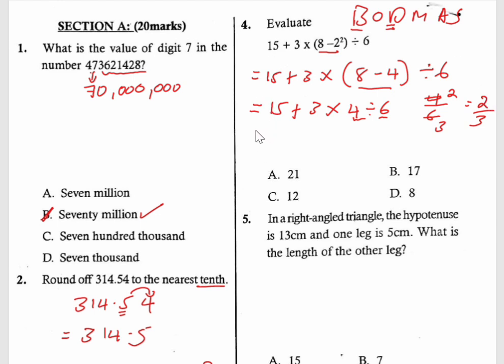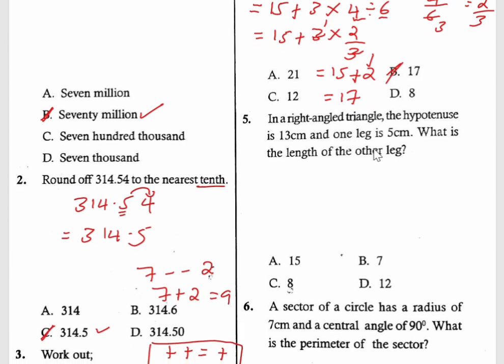So to continue, here I have 15 plus 3 multiplied by 2 over 3. Then I'm going to multiply 3 times 2 over 3, because after division is multiplication. So 3 by 3 is 1, 3 by 3 is 1. So finally I have 15 plus 1 times 2 is 2. So 15 plus 2, which is 17. And therefore the correct answer is B. The answer is 17. Let us continue to question number 5.